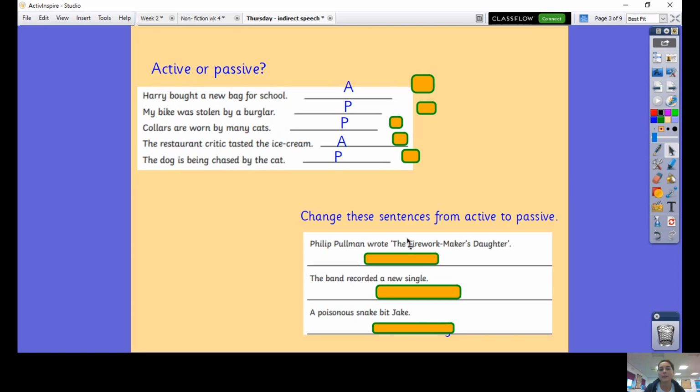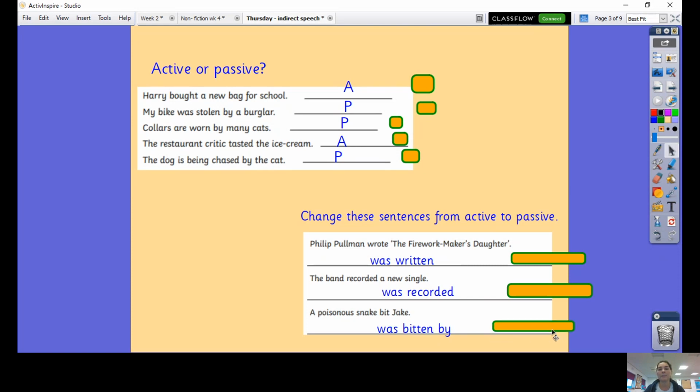Okay, the first one, we should have flipped that one around and had the firework maker's daughter was written by Philip Pullman. So you're flipping it around, changing those verbs slightly. The band recorded a new single would become the single was recorded by the band, and a poisonous snake bit Jake would become Jake was bitten by a poisonous snake. Okay, hopefully you got all of those correct. Give yourself a tick if you did. Don't worry if you didn't.